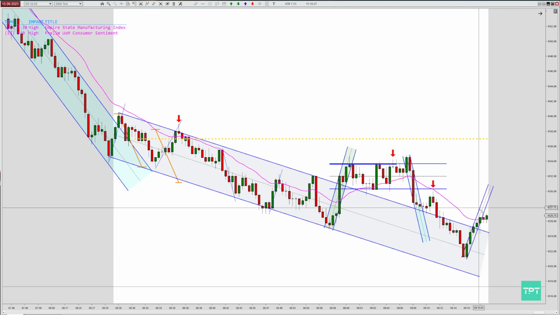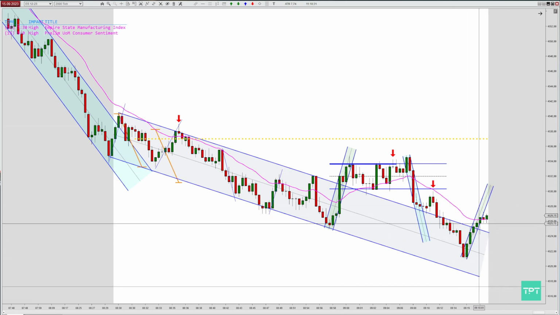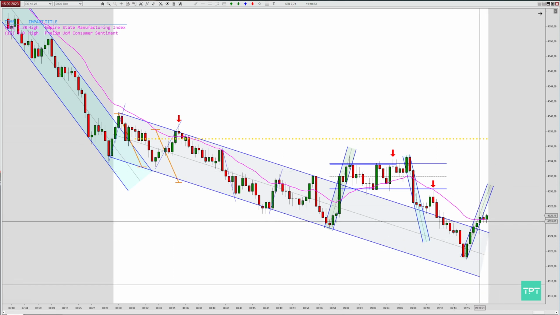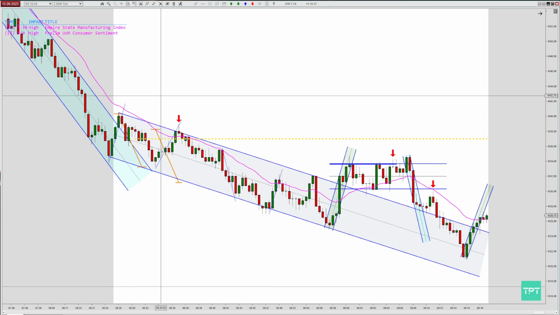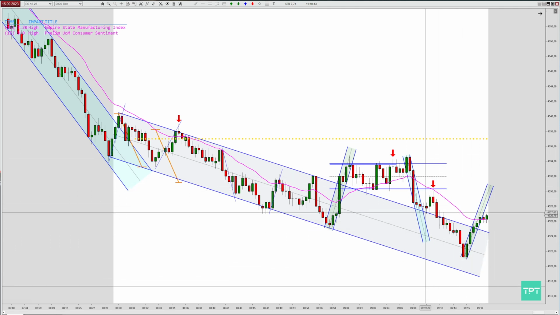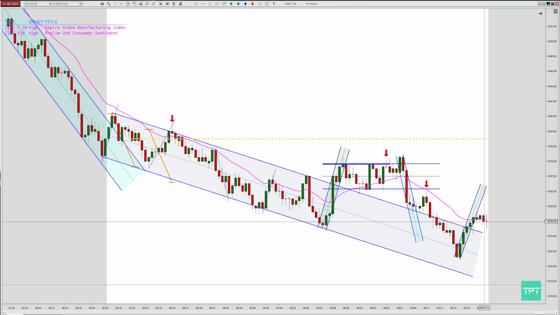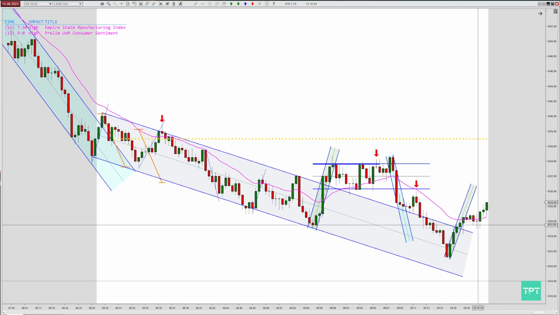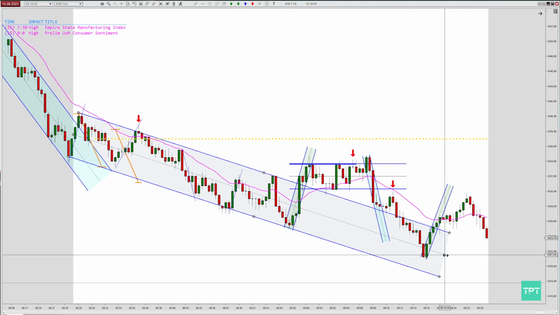We get a pullback back to the EMA. This is a higher low, but we cannot take this that early after such a strong move to the downside. We want to see more confirmation that prices go sideways or going up now. So we have to wait here. Congestion, nothing to do. Break of this channel, retest of the high, and going further down.